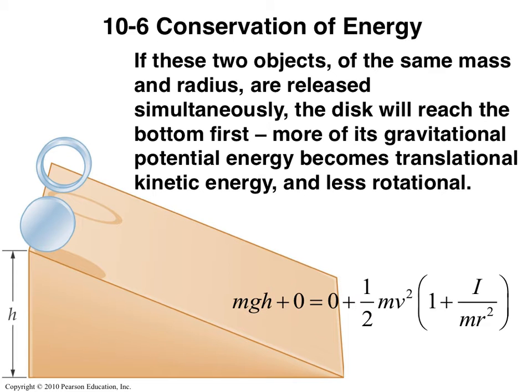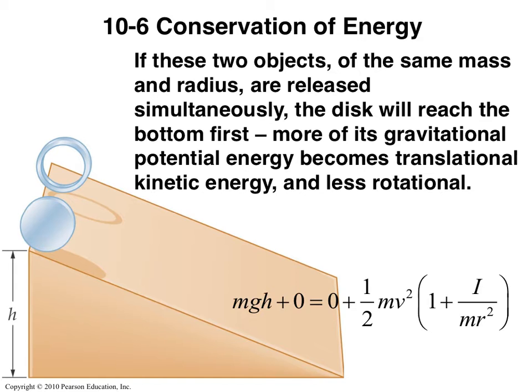As an example of energy conservation, we have this problem where you have a ring, so all of the mass is concentrated around the edge, and a solid disk, so the mass is distributed uniformly throughout the whole disk. They start rolling down, and they roll because there's friction, otherwise they would just slide down. So you have to understand the difference between sliding motion and rolling motion.